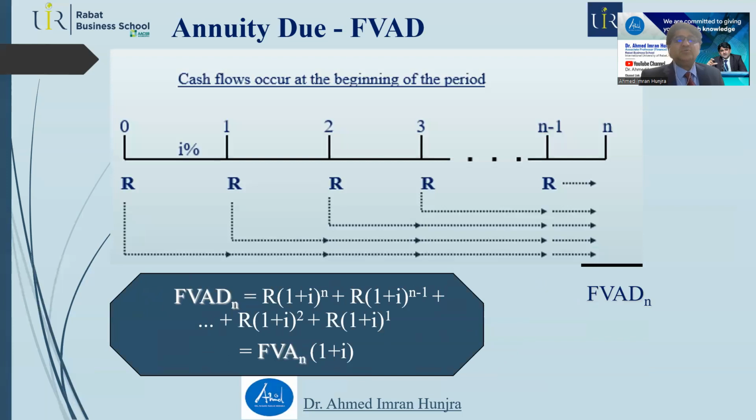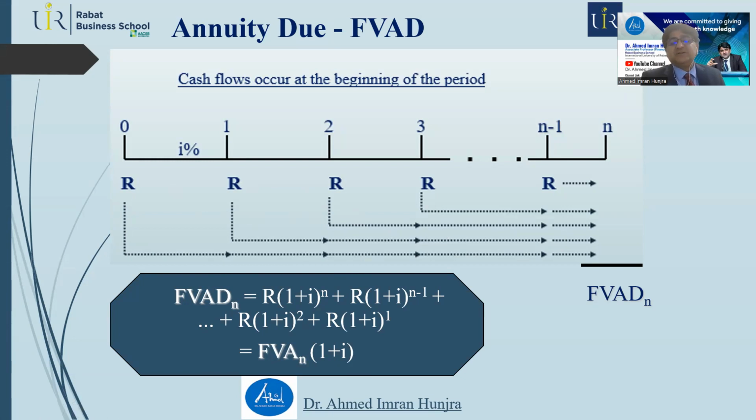Now we can talk about the annuity due. And what is annuity due? In this case, the payments are made at the start of each time period. So the first payment is being invested for n number of time periods. So the first cash flow power will be n, the second cash flow power will be n minus 1, the third will be n minus 2, and the last cash flow power should be 1.